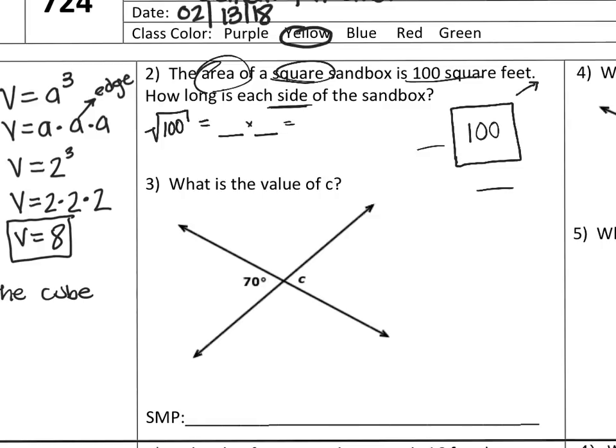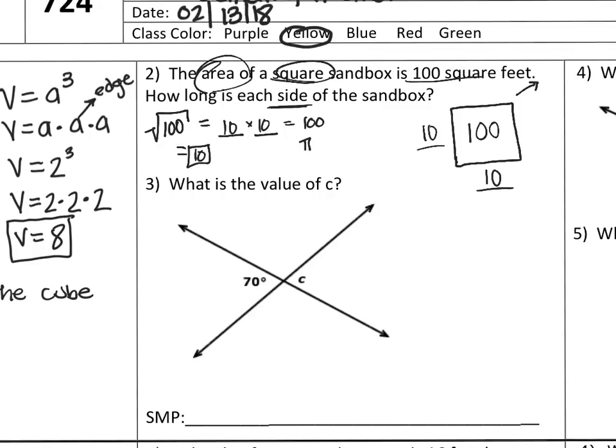You guys might have learned this in 6th grade. I think I might have taught you at the beginning of the year. But what number times itself gets you 100? In this case, it would be 10. 10 times 10 gets you 100. So the square root of 100 would be 10. And here it's asking you how long is each side of the sandbox, which would be 10.